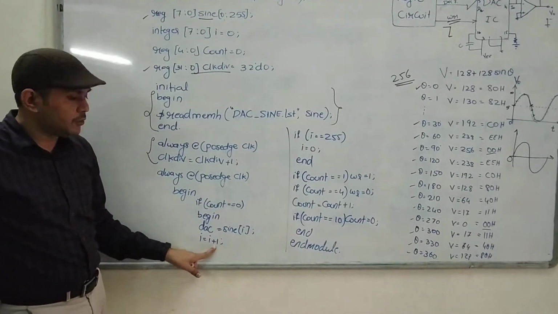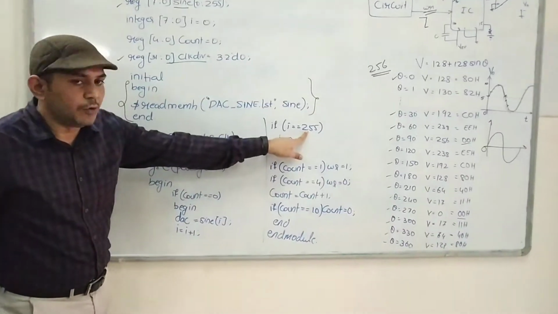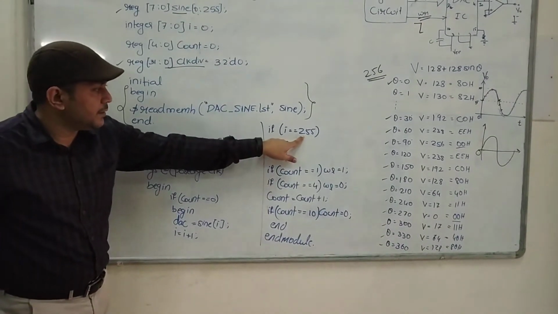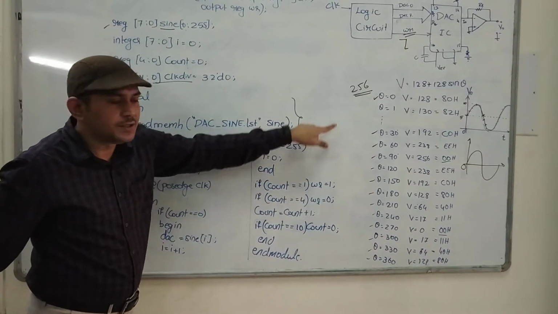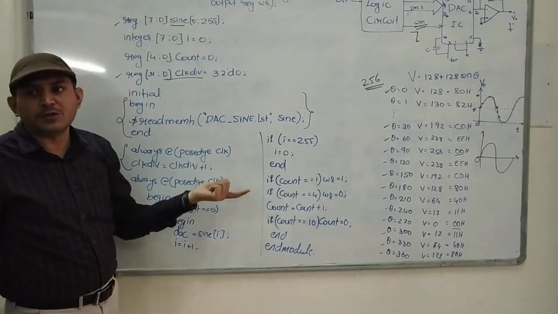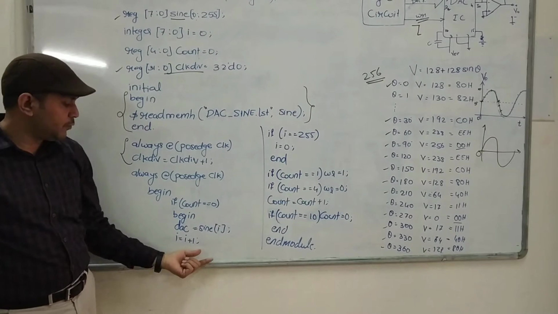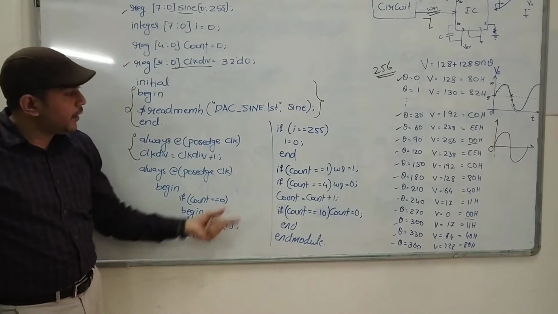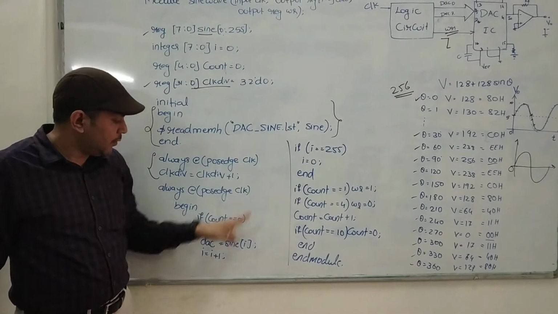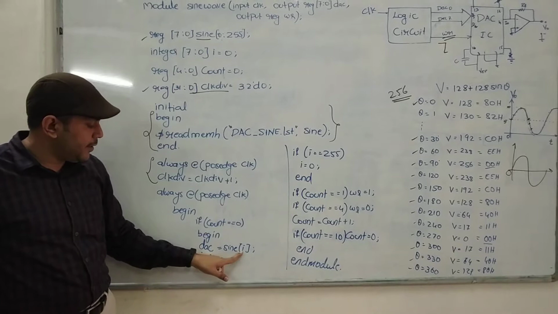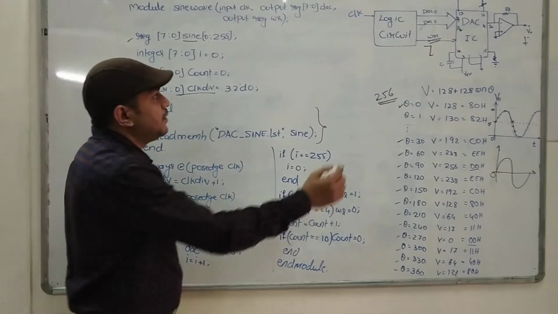Next, I equal to I plus 1. Now I became 1. If at all it reaches 255, it will become 0 because we have only 256 values. So once it reaches 255, we will again start from 0. Sine of 0, sine of 1, sine of 2, sine of 3 and so on up to sine of 255 we will send. After that, again we will start from 0 because it is a continuous, infinite loop. So for every I value, sine of I is sent to the DAC, meaning 8-bit digital data is sent.